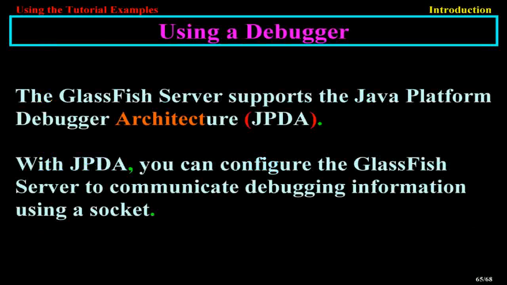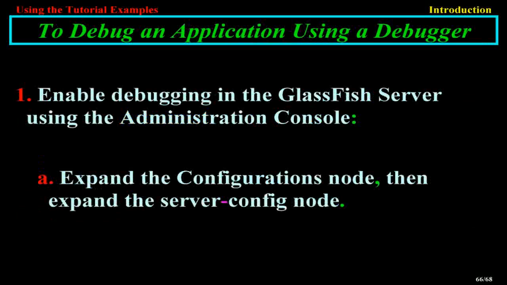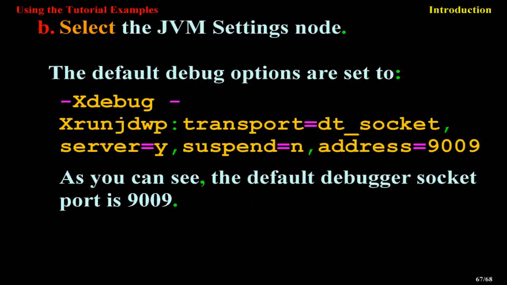Using a debugger. The GlassFish server supports the Java Platform Debugger Architecture (JPDA). With JPDA, you can configure the GlassFish server to communicate debugging information using a socket. To debug an application using a debugger, enable debugging of the GlassFish server using the Administration Console. Expand the Configurations node, then expand the Server Config node. Select the JVM Settings node.